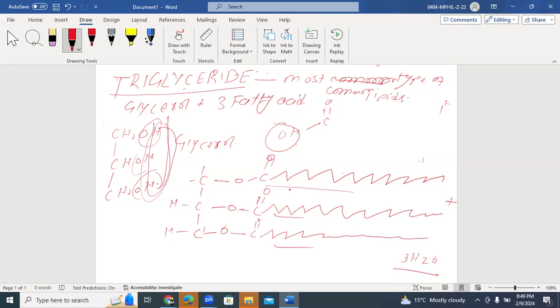Here, one thing to keep in mind. This bond, which is formed between this oxygen and carbon, it is called an ester bond. And what is an ester bond? Is it new for you?